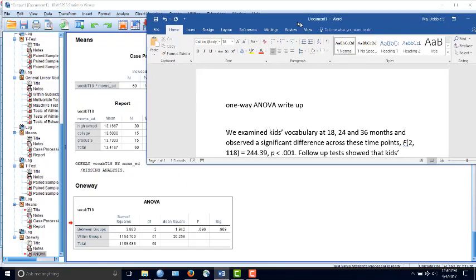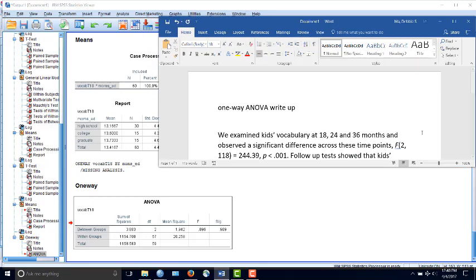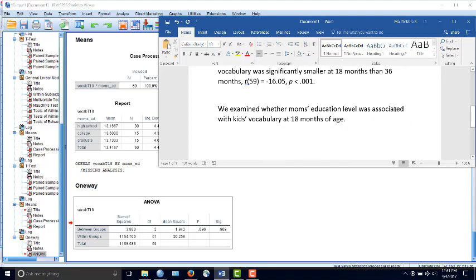Going back into our write-up, I'm going to put this table right here so we can see everything. I'm going to go ahead and write this up. We examined whether mom's education level was associated with kids' vocabulary at 18 months of age. So I'm being careful to use this word associated because we didn't manipulate this, so we don't want to say whether or not it caused differences. We're just going to say associated.